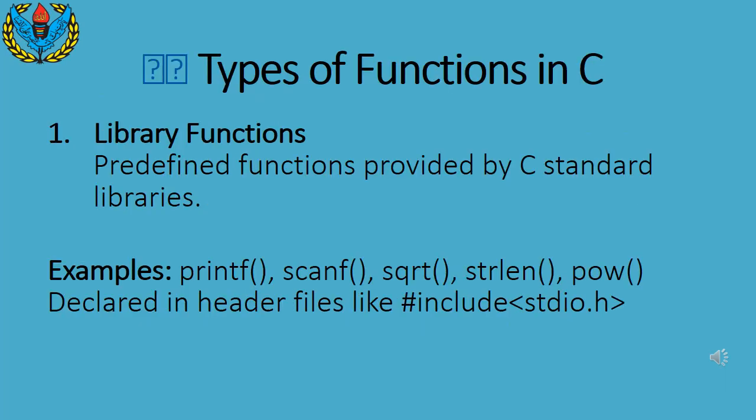Types of functions. Number 1 is library functions. Library functions are predefined functions. For example, we use printf, scanf, square root, string length, and power functions. These functions are already declared in header files like stdio.h, which we include in our program.